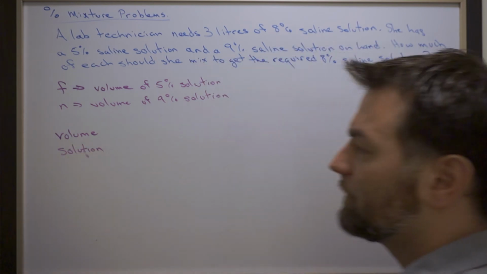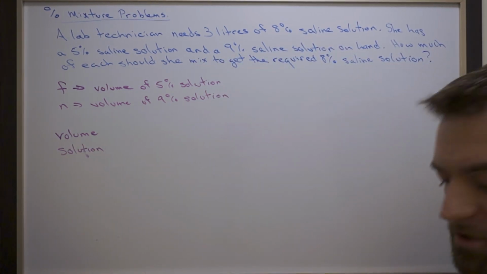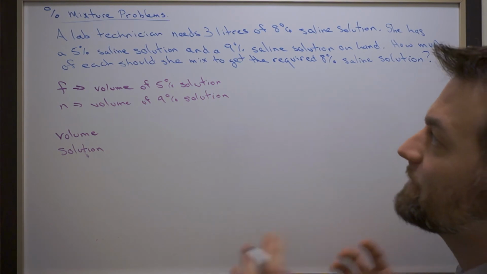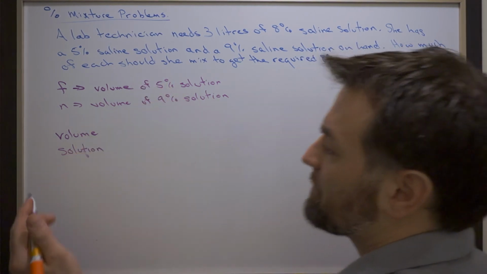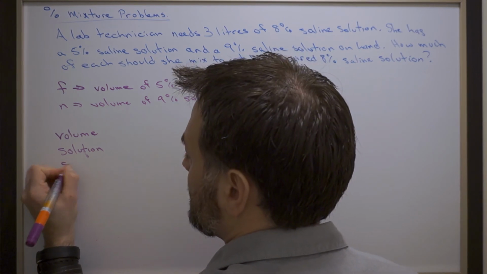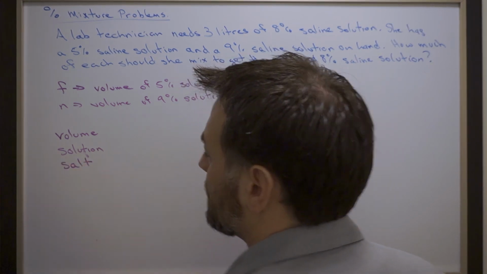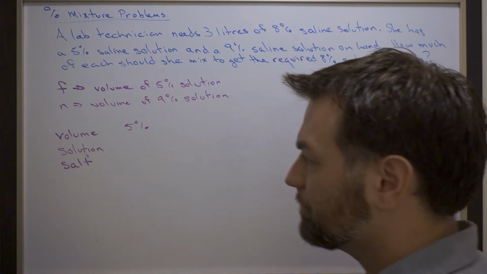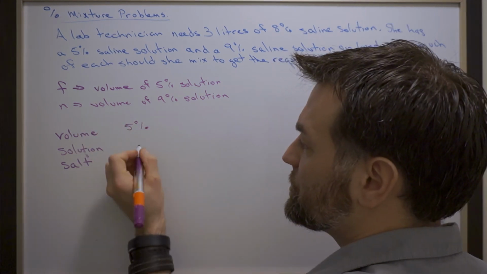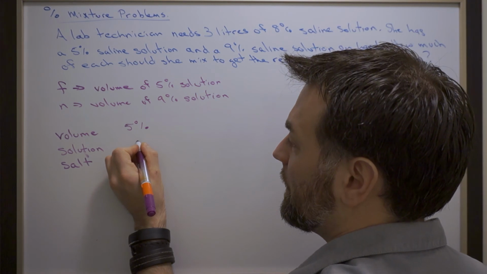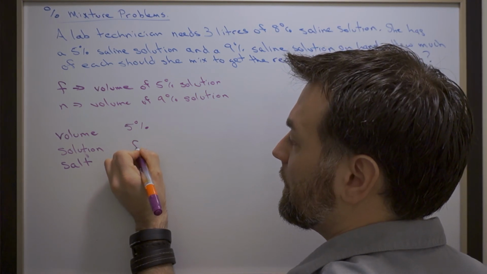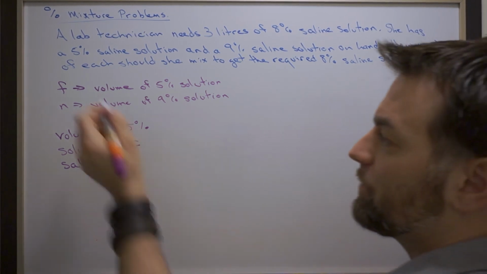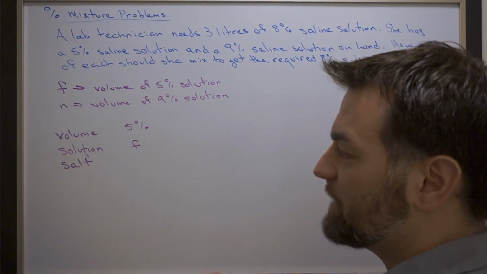We're going to look at the volume of solution, and then the volume of salt in the solution, that 5 and 9%. So in the 5% solution, the amount of solution is F. We need F amount, whatever volume that is. That's what we're trying to find out: how much of that we need.